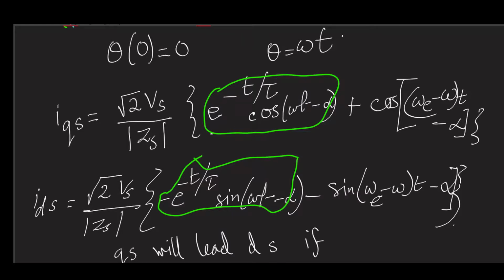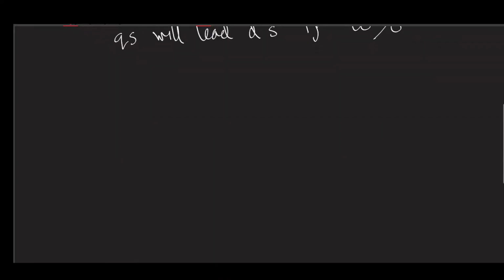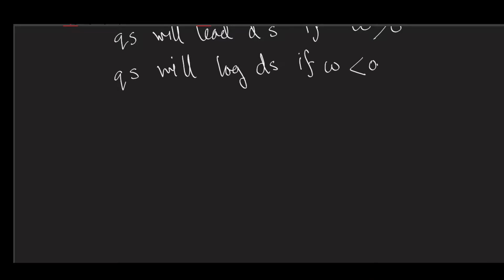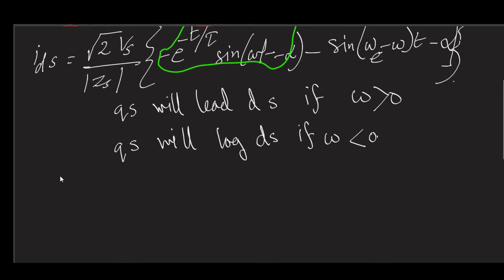If omega is greater than 0, qs will lag, and if omega is less than 0, right?